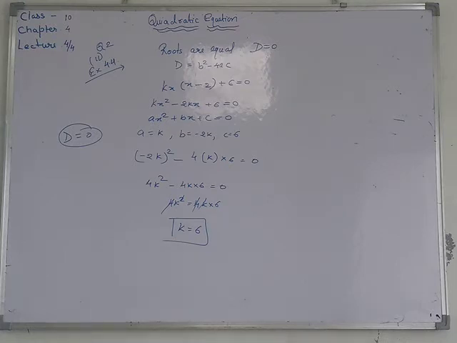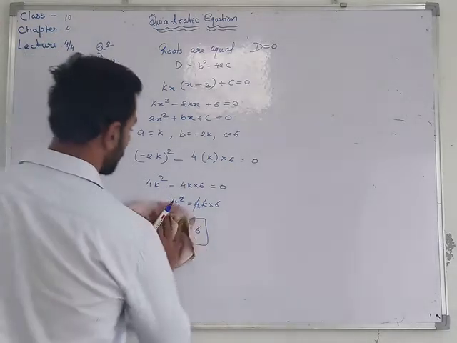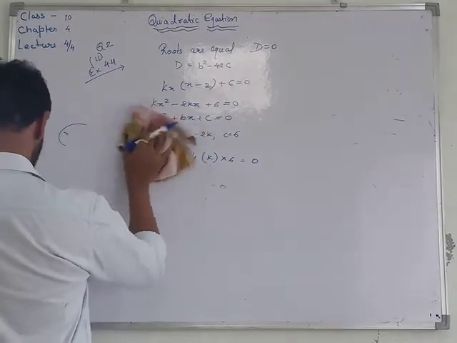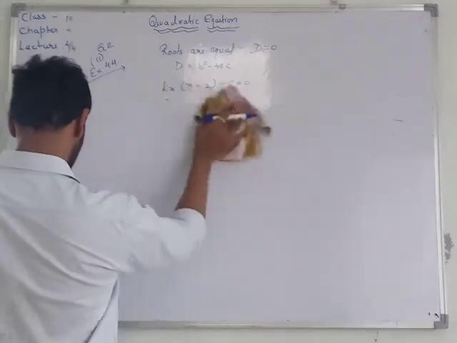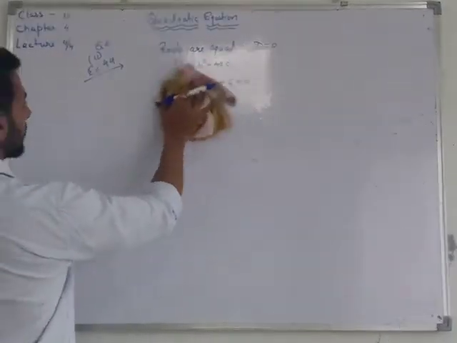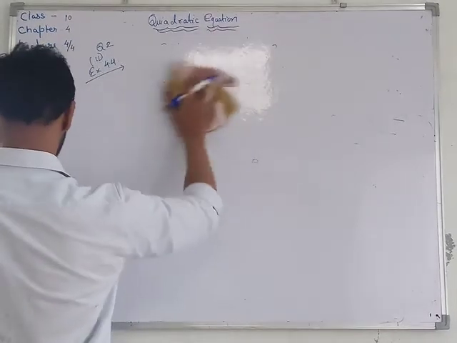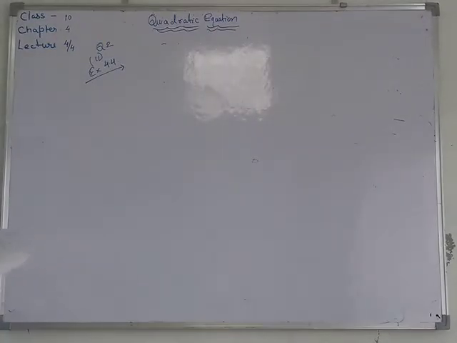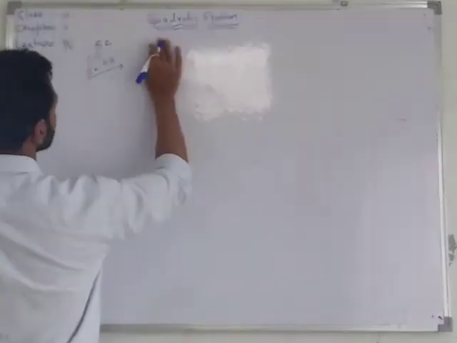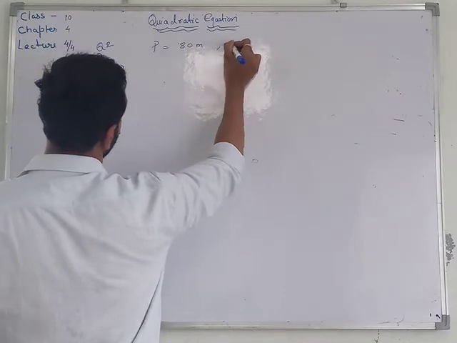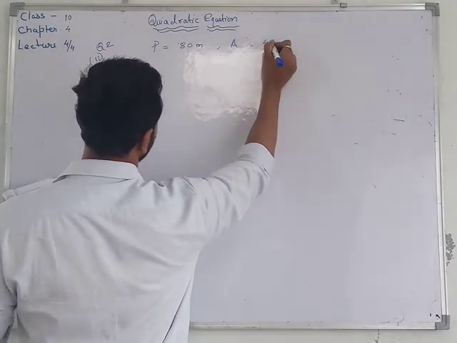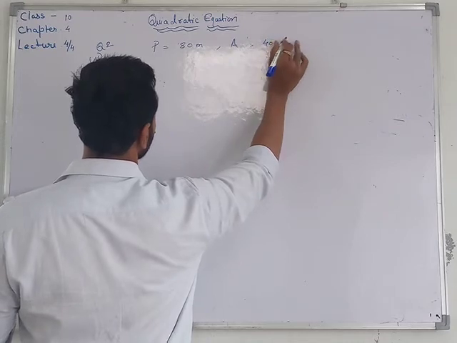Now let us see one more question based on this. Question number 5. This is the word problem of same exercise 4.4. Question says that it is possible to design a rectangular park of perimeter 80 meter and area 400 meter square. If so, find the length and the breadth. Perimeter is given to us 80 meter and area is given to us 400 meter square.